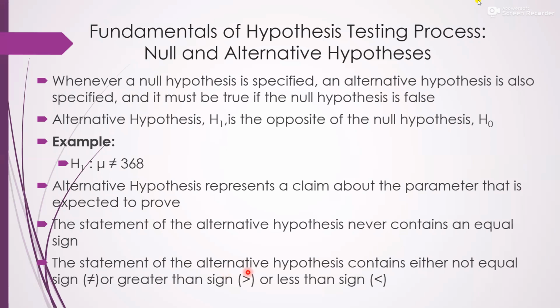In the alternative hypothesis, it never contains an equal sign, because the null hypothesis already has the equal sign, and the alternative is opposite to the null hypothesis. So there are three options we can specify in the alternative hypothesis: it can contain a not equal sign, or a greater than sign, or a less than sign. Now suppose we say that the filling process is improved. In this case, it's not possible.